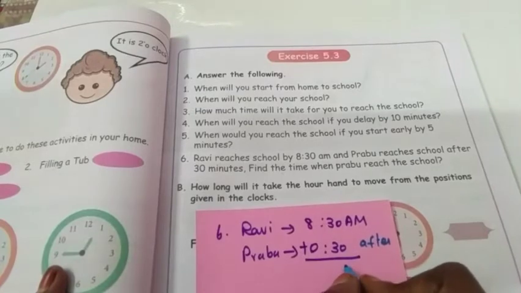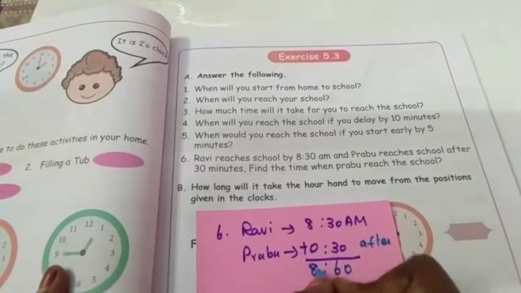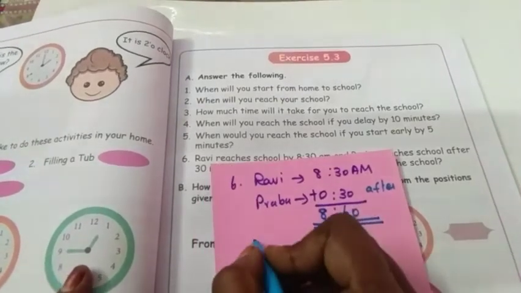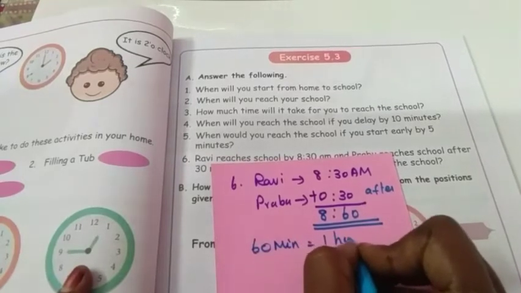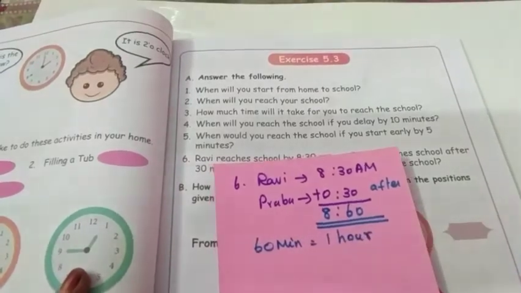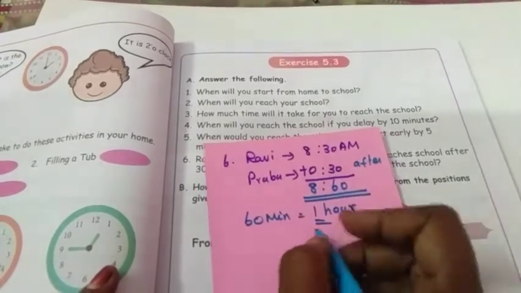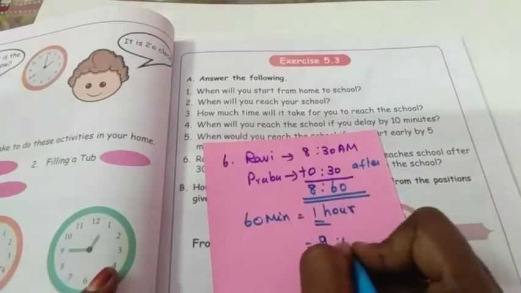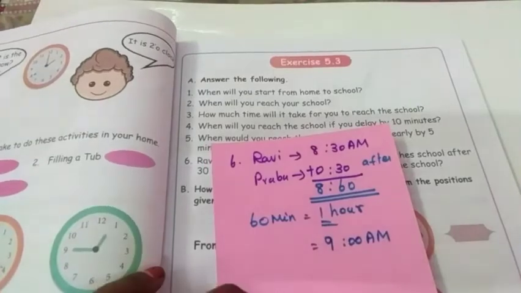So here 0, 3 plus 3, 6. This is 8:60. Here 60, you know that 60 minutes equal 1 hour. So you can add this 1 hour to this hour. Okay. So when will he reach? 9 a.m. So this is the answer.